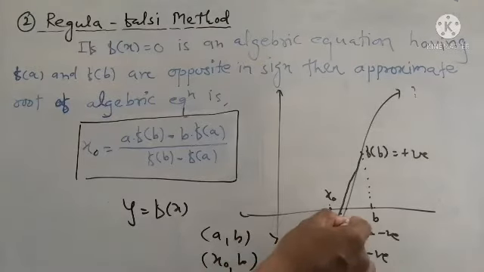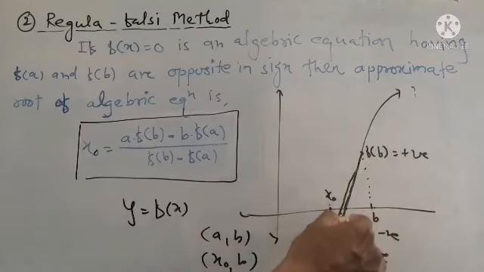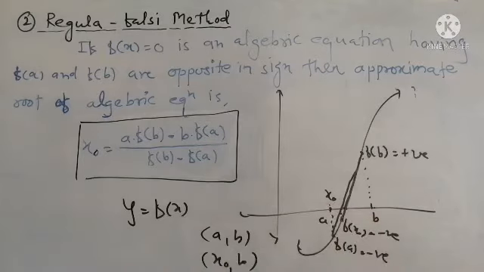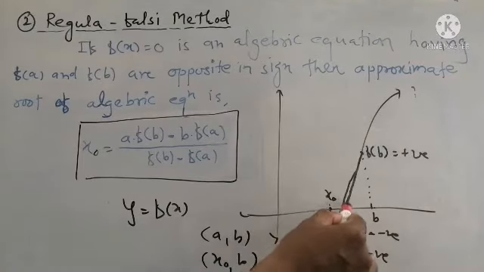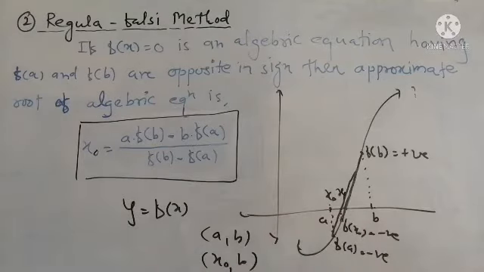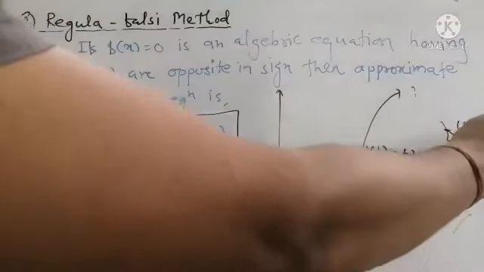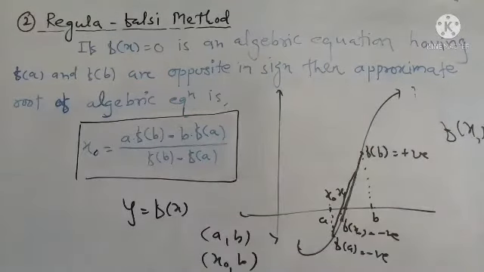Similarly, now we join these two points f of x naught and f of b again. If we join, physically it is difficult, but where it cuts the x-axis, the next root lies there as x1. Now x1 is a root of the given algebraic equation if f of x1 is 0. But if f of x1 is not equal to 0, then we move further and continue up to get the correct root of this algebraic equation.